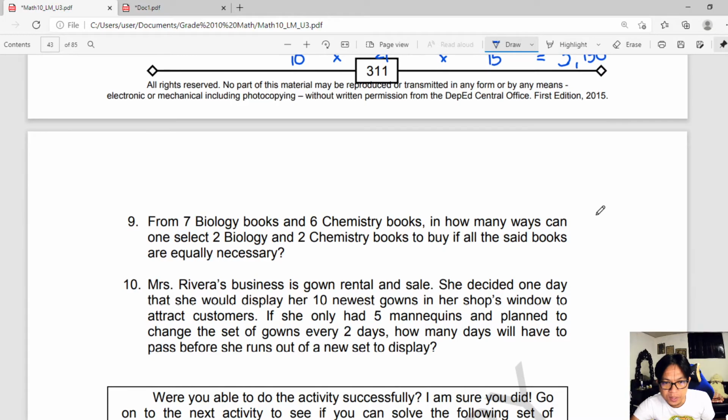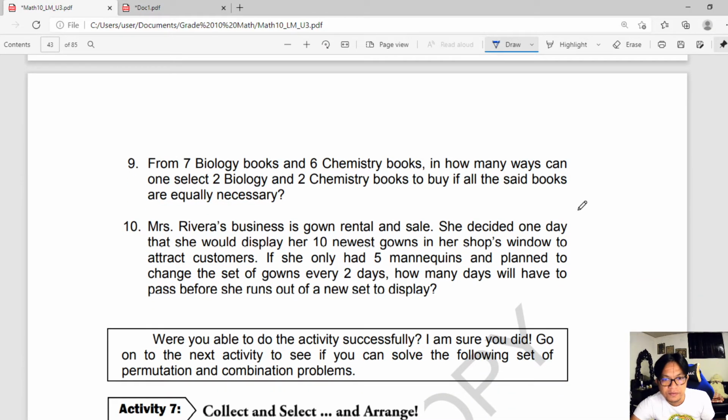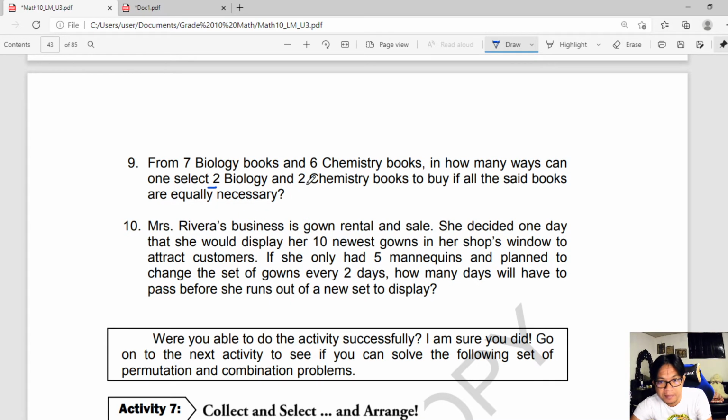Okay, let's proceed with number 9. From 7 biology books and 6 chemistry books, in how many ways can one select 2 biology and 2 chemistry books to buy if all of the said books are equally necessary? So, since equally necessary siya, kailangan mo talagang bumili ng dalawang biology and dalawang chemistry. So, ibig sabihin, dalawa yung kailangan mo dito sa biology, dalawa din yung kailangan mo dito sa chemistry.